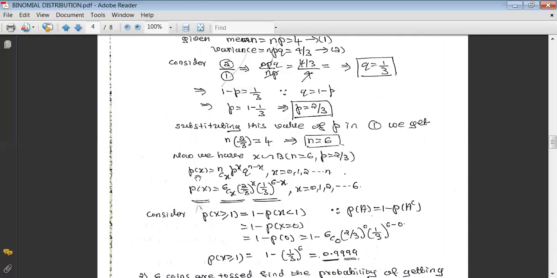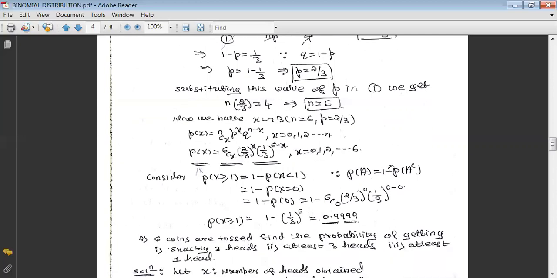And we can write the probability mass function of the binomial, which is given by nCx p raised to x into q raised to n minus x, where x takes the values 0, 1, 2, 3, and so on up to n. And n is 6, that is 6Cx, p is 2 by 3, that is 2 by 3 raised to x, and q is 1 by 3 raised to n minus x, meaning 6 minus x, where x takes the values 0, 1, 2, 3 up to 6.